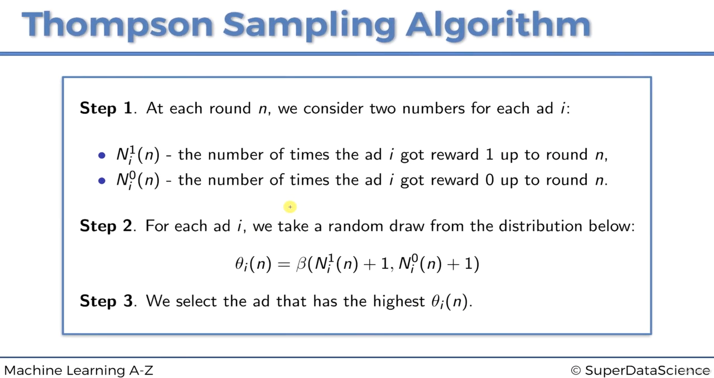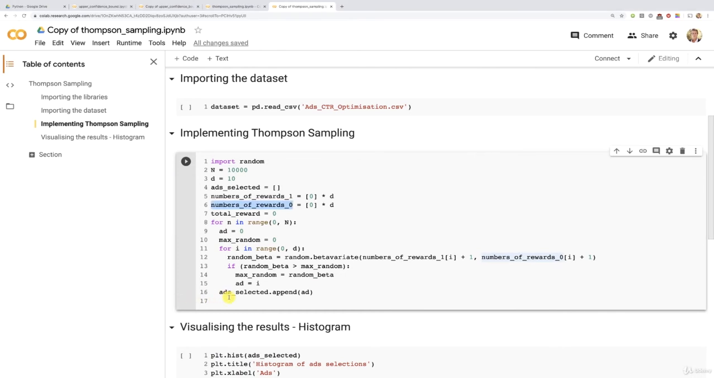Right? We can actually see that clearly in step 1. N_i^1(n) is the number of times the ad i got reward 1 up to round n. So if at a new round we get a reward 1, this has to be incremented by 1. And same with this one, this is the number of times the ad i got reward 0 up to round n. So if at our round n we got a reward 0, this needs to be incremented by 1. And therefore, what we need to do here, since we have 2 different conditions, we need to do, naturally, an if condition, once again. But a simple one, an if condition that will just check if the reward is equal to 1.